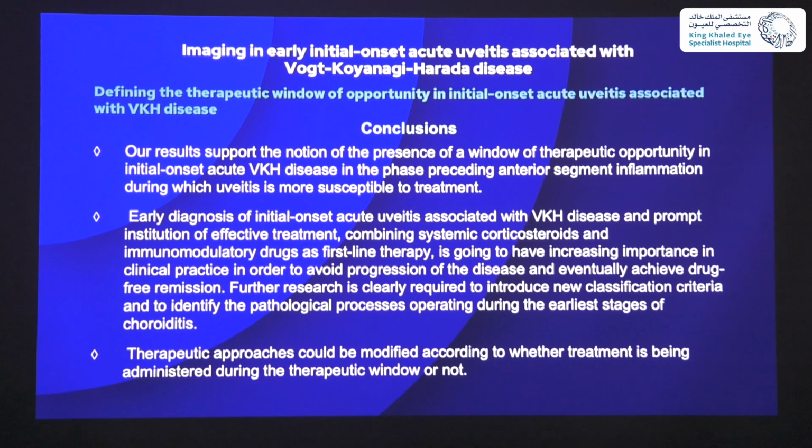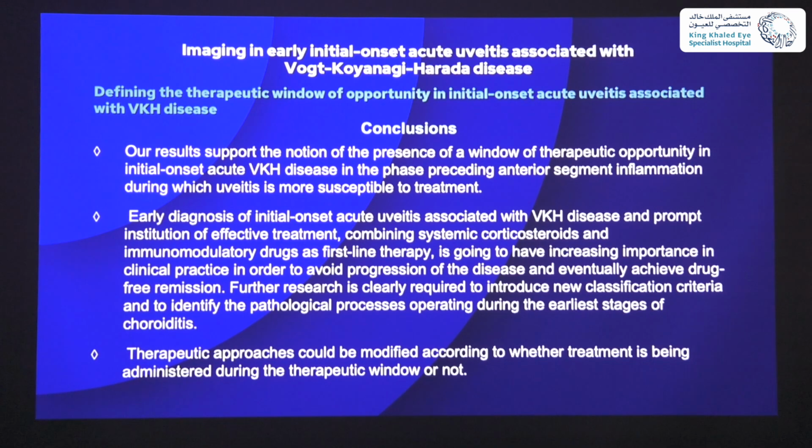The time when the patient presents with anterior segment inflammation is already late, during which uveitis is less susceptible to treatment. Early diagnosis of initial onset acute uveitis associated with VKH disease and the prompt institution of effective treatment combining systemic corticosteroids, as we discussed many times before. Systemic corticosteroids are not enough to control the disease, and immunomodulatory drugs as first-line therapy are going to have increasing importance in clinical practice.